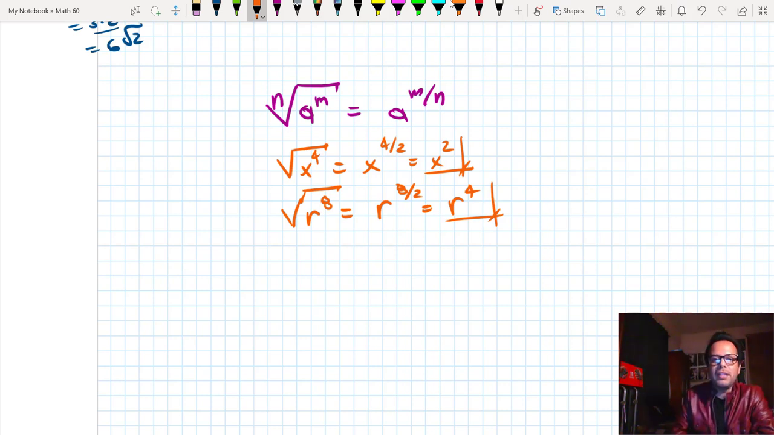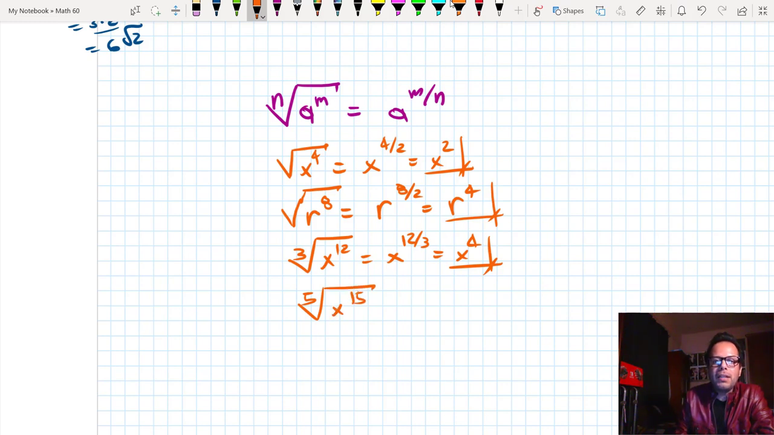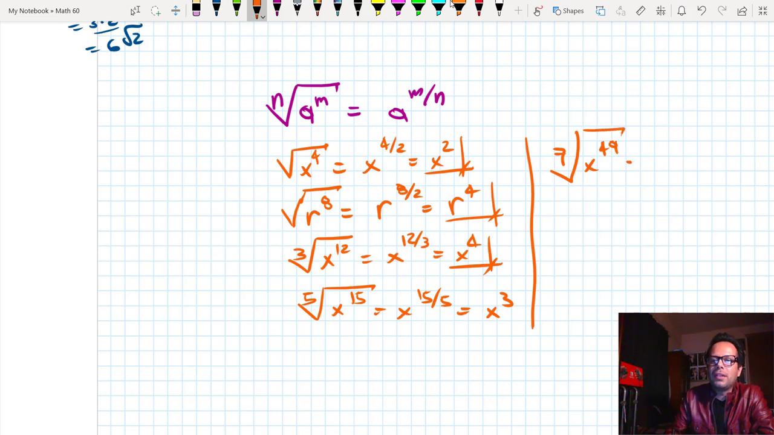So for example, if we do the cube root of x to the 12, we only divide 12 by 3 and we get 4. How come? Because x to the 12 divided by 3, that's x to the 4th power. Let me do 5. X to the 15, divide 15 by 5, x to the 15 over 5, and that's x to the 3rd power. Or the 7th root of x to the 49, why not? Same, divide 49 by 7, we get 7.